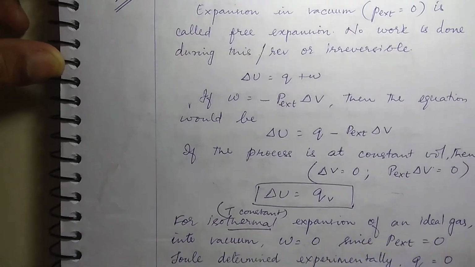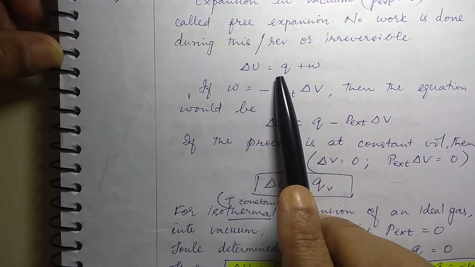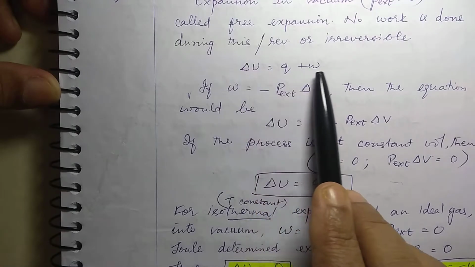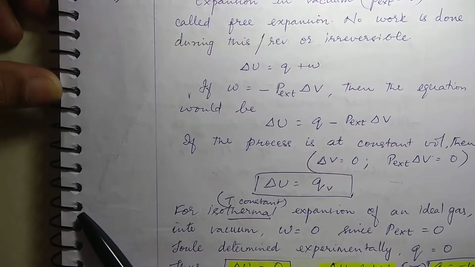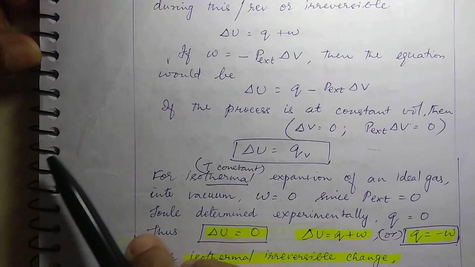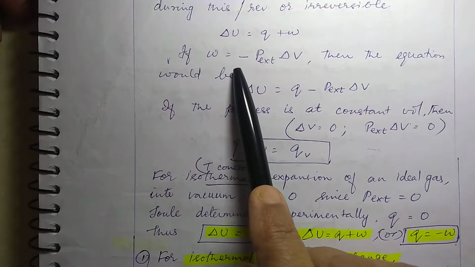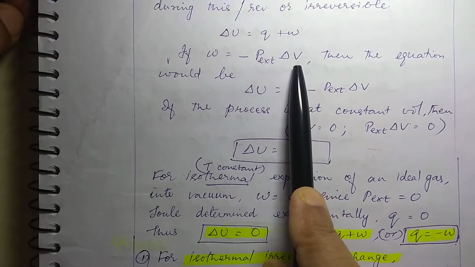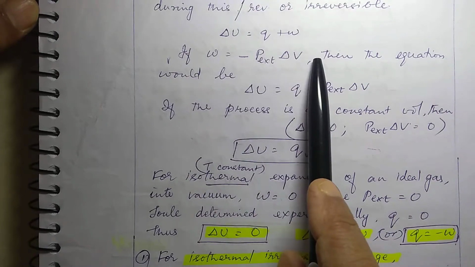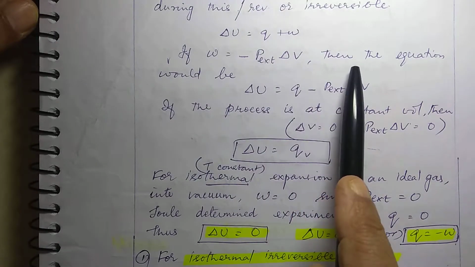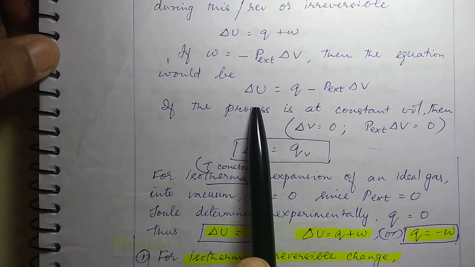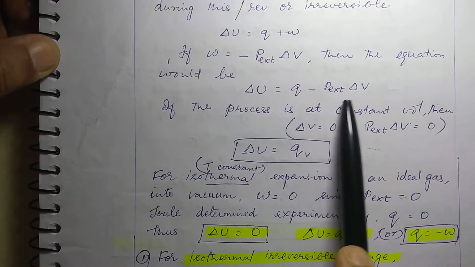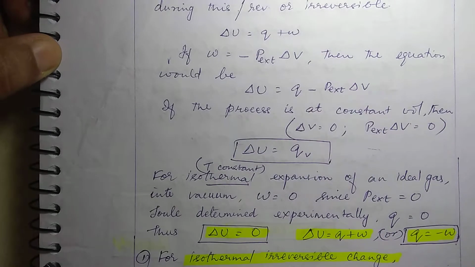Now you know the mathematical relation for the first law of thermodynamics, that is delta U is equal to Q plus W, right? Now if W is equal to minus P external delta V, this equation we have already studied in previous topics. The equation will now become delta U is equal to Q minus P external delta V, right? Okay.